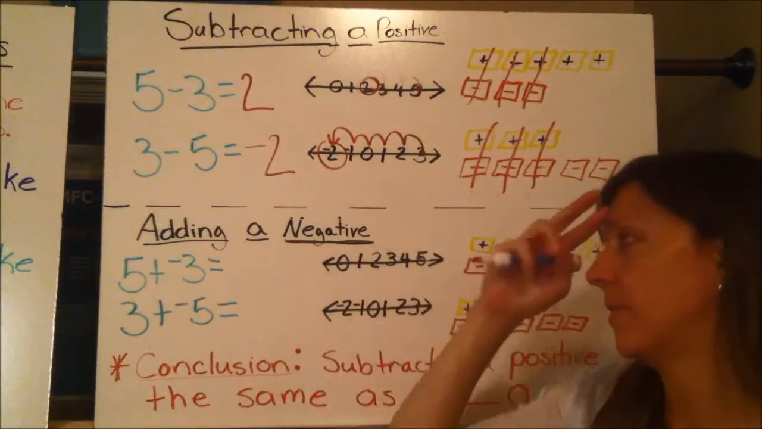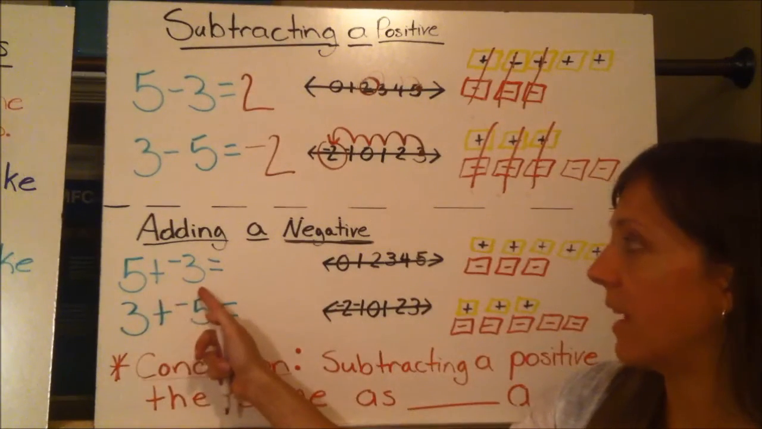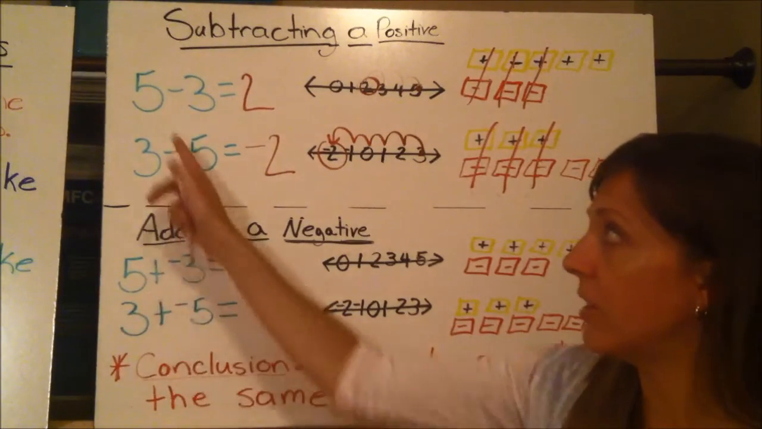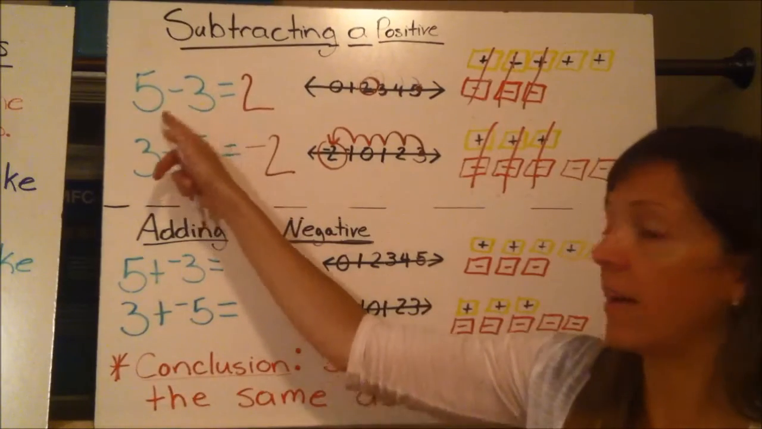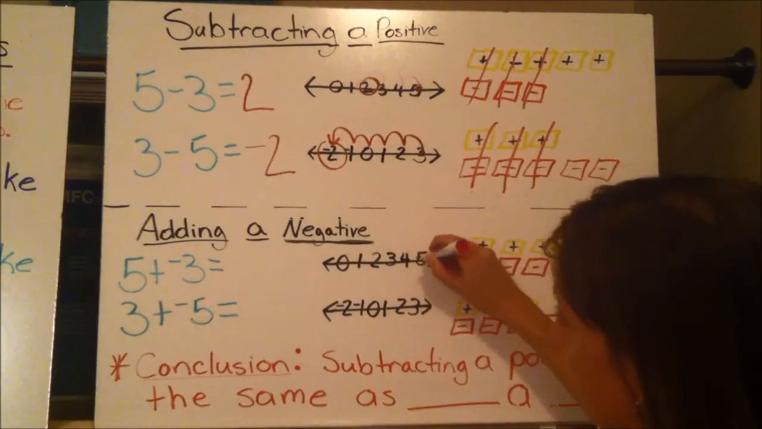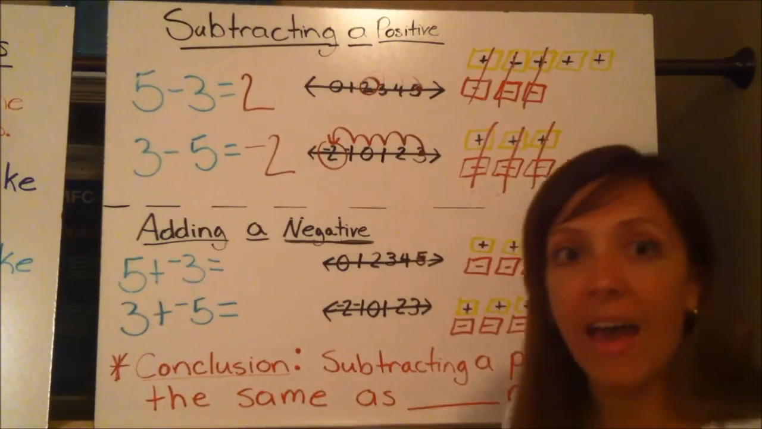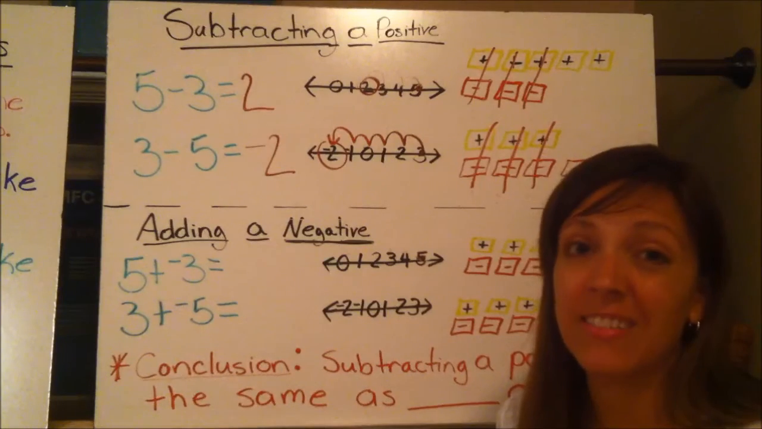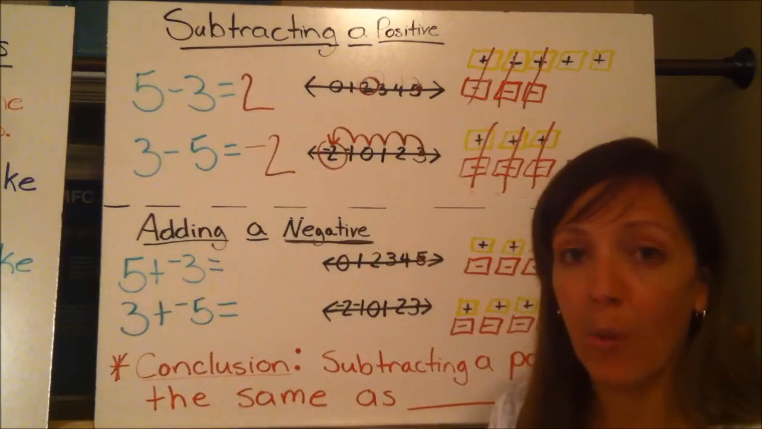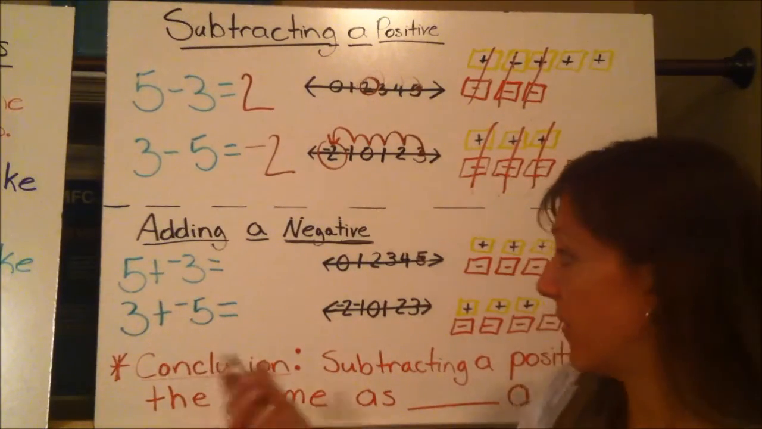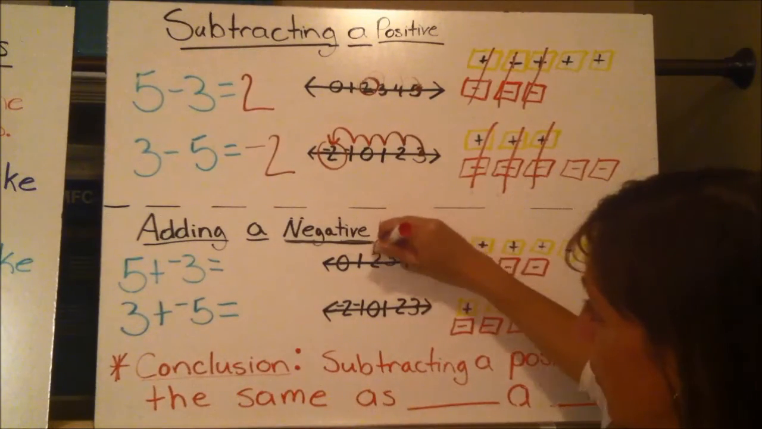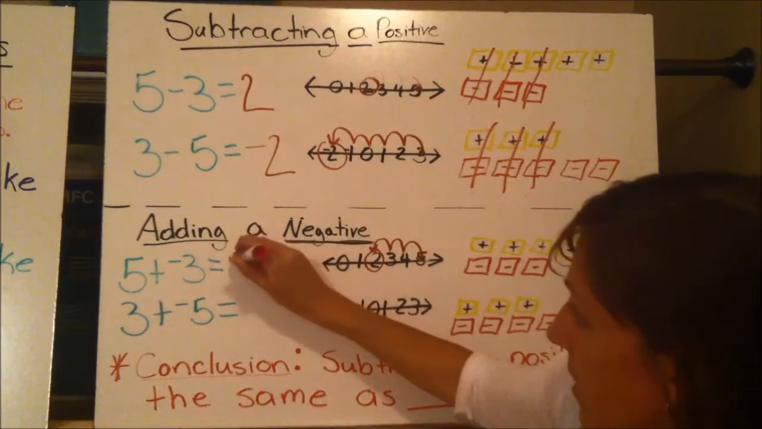Adding a negative. 5 plus a negative 3. Please notice the similarity between this equation and this equation. 5 minus 3. 5 plus a negative 3. Let's start at 5. And let's add a negative. Well, when we add a negative, it's still a negative. It still means to separate or to take it away from or to find a difference in. So we are going to move in a negative direction. 1, 2, 3. And we end up with positive 2.